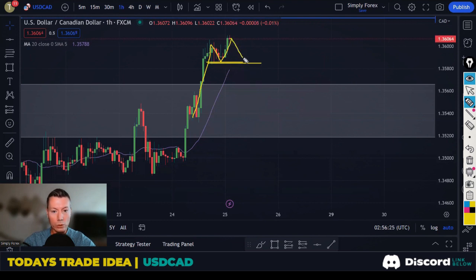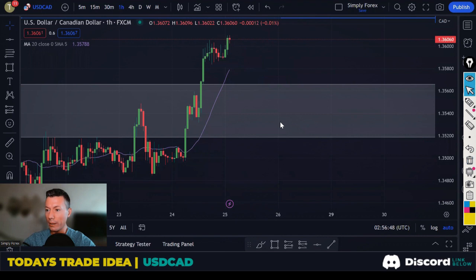If that holds and we get a bit of a bullish reaction off of this, and the moving average 20 will be coming round nicely, I think we could take a trade from that level back up to our higher time frame target. Okay, guys, so let's see. But I think we could trade from this level here.